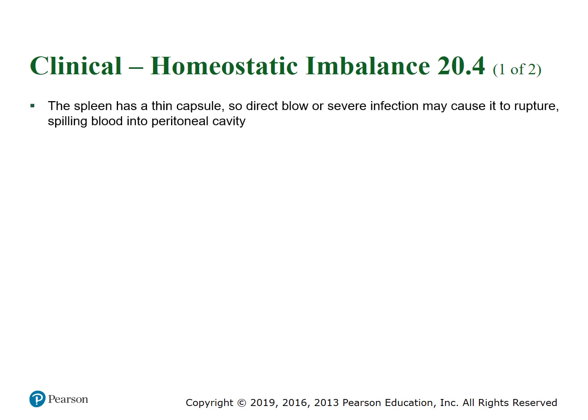Okay, so the spleen's got a thin capsule. It's not as durable as what you see in other encapsulated organs. So if you get a direct blow to it or a severe infection to it, then the spleen can rupture, and what this will do is spill blood into the peritoneal cavity, and it's a considerable amount of blood. Because the blood flow into and out of the spleen is so complex, if the spleen gets damaged, the usual solution is a splenectomy, which is a removal of the ruptured spleen.